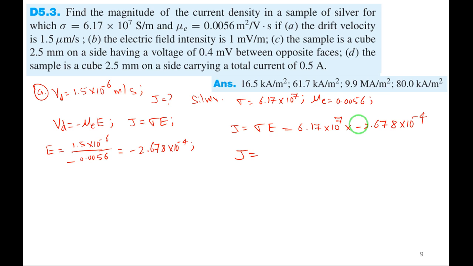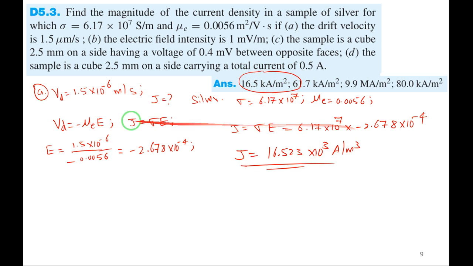6.17 exponential 7 into 2.678 exponential minus 4. So I am getting it in engineering notation as 16.523 into 10 power 3. Current density is ampere per meter square. I am getting this 16.5 kilo, means 10 power 3.